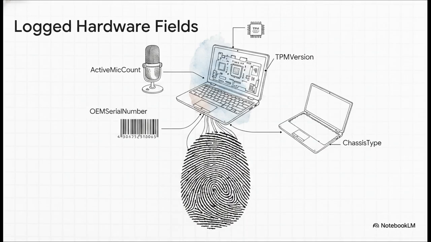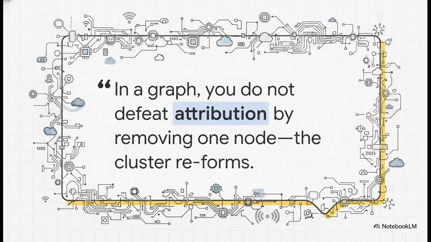Even if you don't have an explicit tracking ID turned on, these mundane, everyday hardware attributes combine to form a highly distinctive, passive fingerprint of your specific PC. Independent cybersecurity researchers call this telemetry an identifier mesh. Think of it like a giant digital spiderweb. In a graph, you don't defeat attribution by simply removing one node. The cluster just reforms through the survivors. What this means in plain English is that Windows tracking doesn't rely on a single magic number.